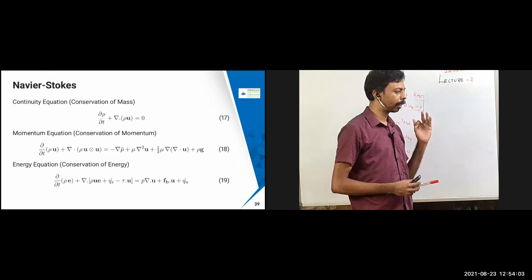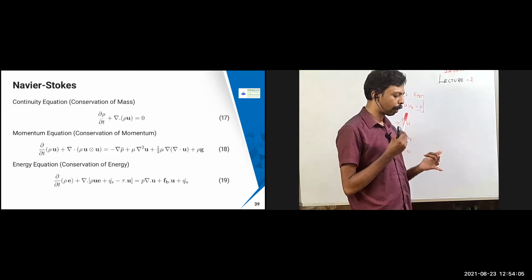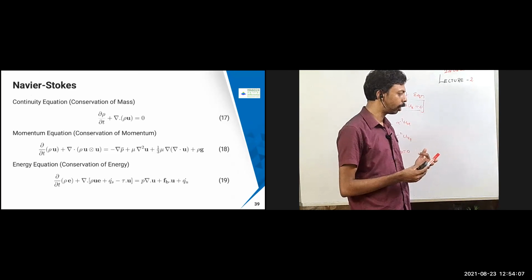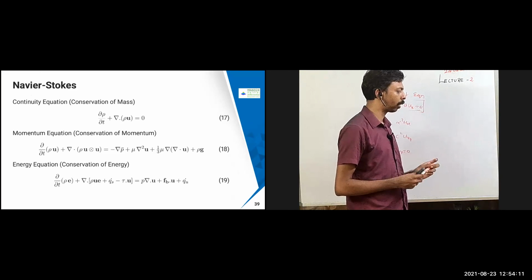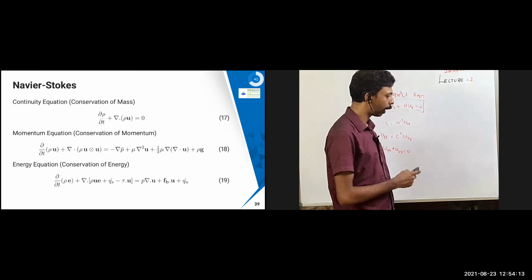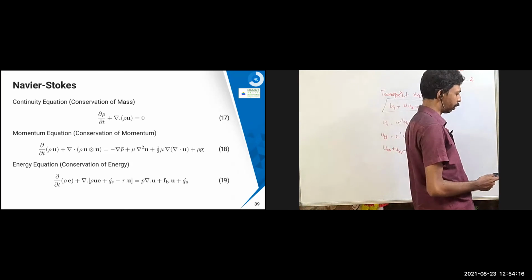The consideration of three principles is there: one is conservation of mass, conservation of momentum, and conservation of energy. So these three principles are governed by this transport theorem only. This is also, once again, a kind of partial differential equation.